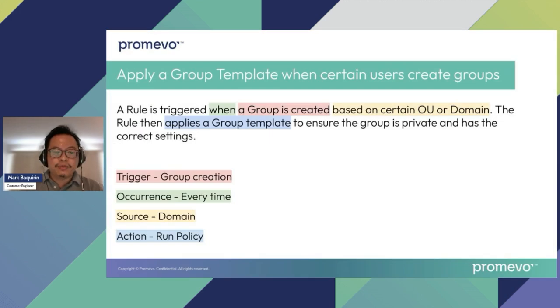For our last example, we're going to apply a group template when certain users create groups. This rule is going to be triggered when a group is created based on certain OU or domain. The rule then applies a group template to ensure the group is private and has the correct settings. So in this case, as before, I've already created a policy with the group template, and I'm going to call up that policy. This will be very similar to the last one that we did.